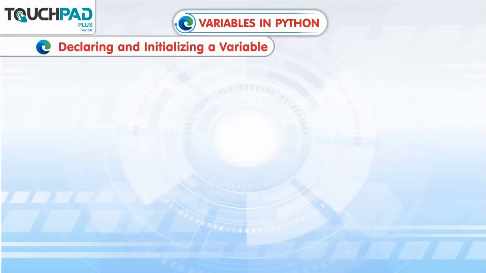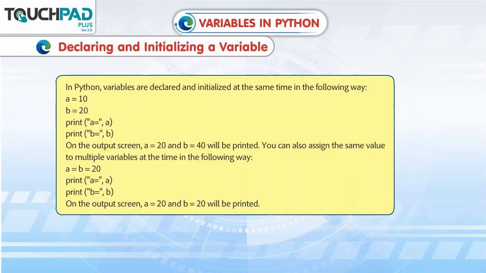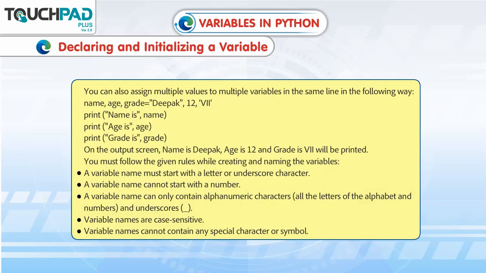Declaring and initializing a variable. In Python, variables are declared and initialized at the same time in the following way. On the output screen, A is equal to 20 and B is equal to 40 will be printed. You can also assign the same value to multiple variables at the time in the following way. On the output screen, A is equal to 20 and B is equal to 20 will be printed. You can also assign multiple values to multiple variables in the same line in the following way. On the output screen, name is Deepak, age is 12 and grade is 7 will be printed.